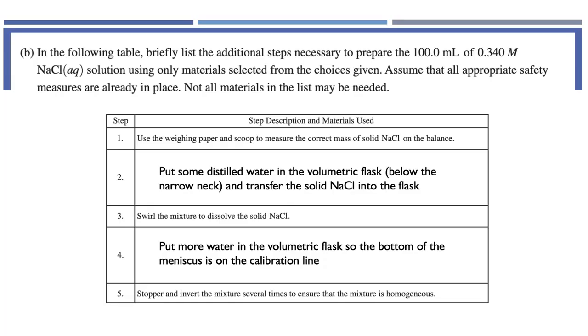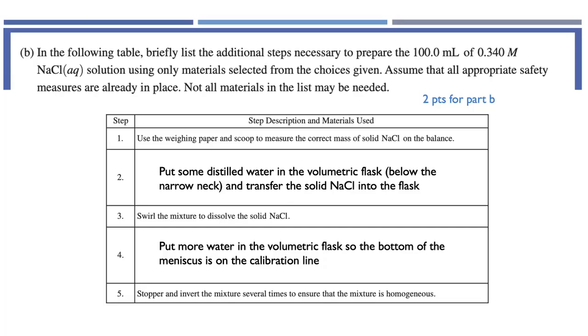homogeneous mixture. Now, my lab chemistry days tell me that in step 4, I actually don't want to get all the way to the bottom of the meniscus. I actually want to stopper and invert and then add a little bit more, if I need to, to get right on that line. But that's not what the College Board asked, so that's not what we're going to do.